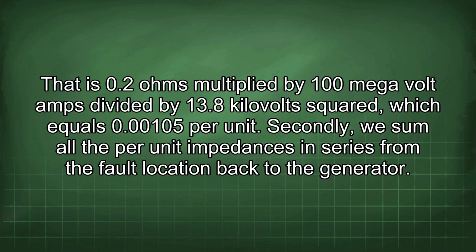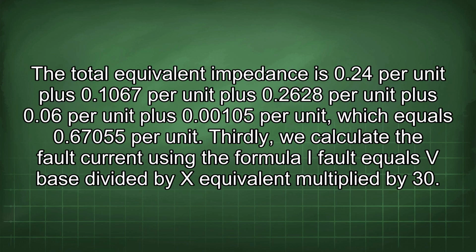Secondly, we sum all the per unit impedances in series from the fault location back to the generator. The total equivalent impedance is 0.24 per unit plus 0.1067 per unit plus 0.2628 per unit plus 0.6 per unit plus 0.105 per unit, which equals 0.67055 per unit. Thirdly, we calculate the fault current using the formula fault equals V base divided by X equivalent multiplied by 30.